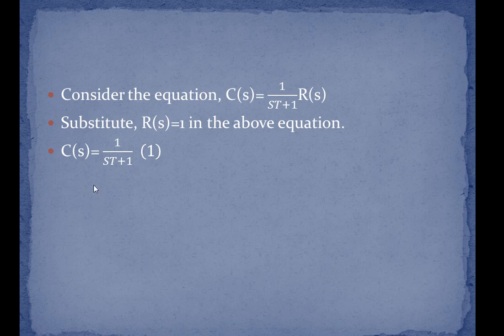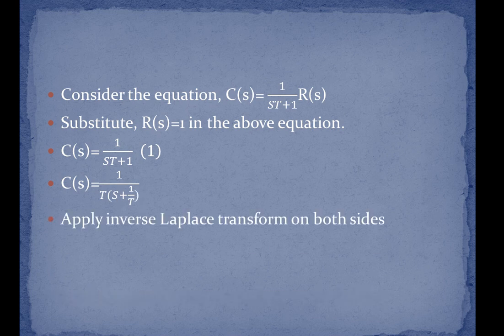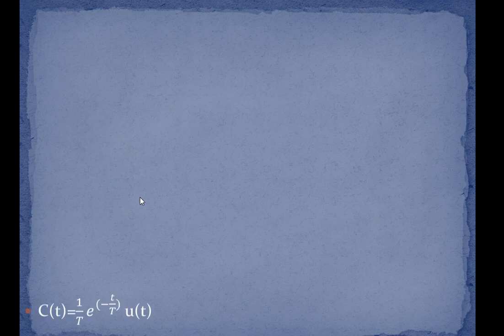So here no need to do the partial fractions. Directly apply the inverse Laplace transform. Before applying the inverse Laplace transform, I am taking t as common in the denominator: 1 by t into 1 by s plus 1 by t. After that apply the inverse Laplace transform on both sides. Inverse Laplace transform of C of s is C of t, and here 1 by t is the constant. Inverse Laplace transform of 1 by s plus 1 by t is e power minus t by t.